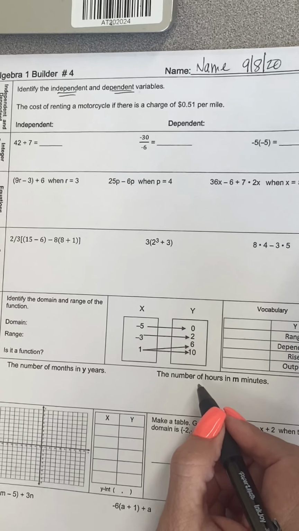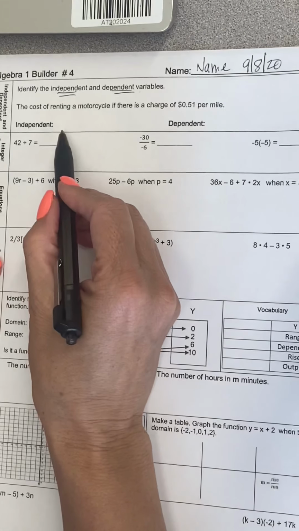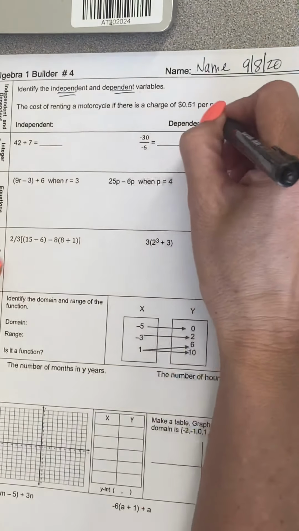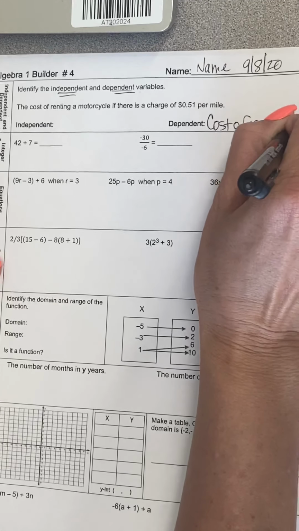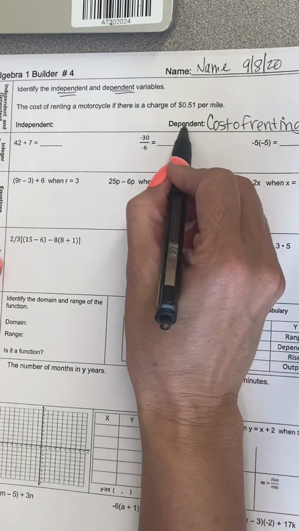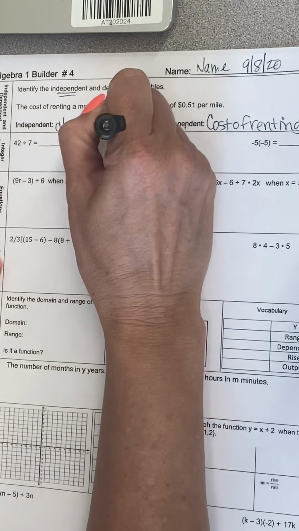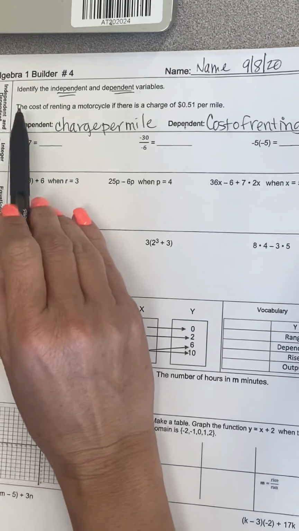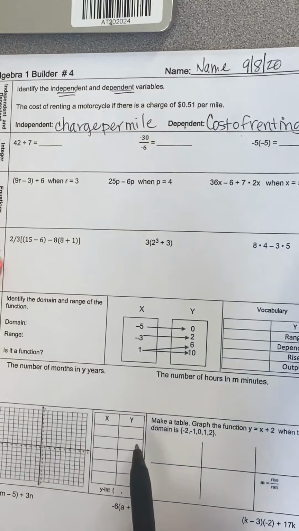The cost of renting a motorcycle if there is a charge of 51 cents per mile. I like to read this backwards. I already know that the cost of renting a motorcycle, I'm going to write that in there, cost of renting the motorcycle depends upon the charge per mile, or the cost per mile. So I like to say it backwards. The cost of renting a motorcycle depends upon the charge per mile.